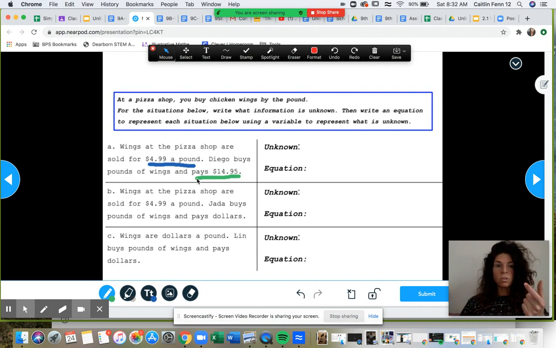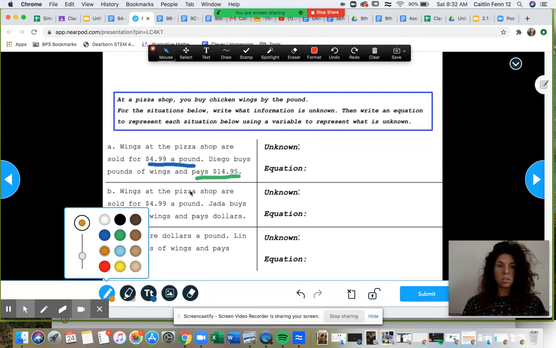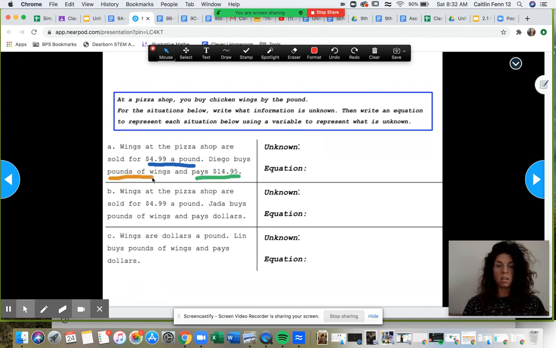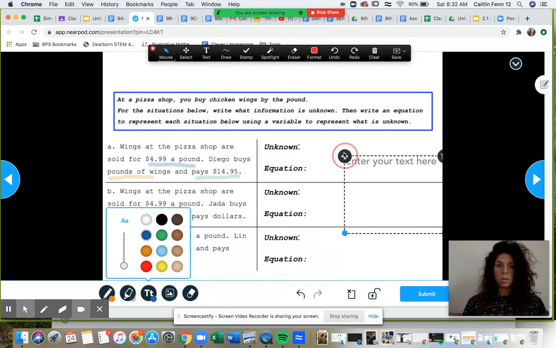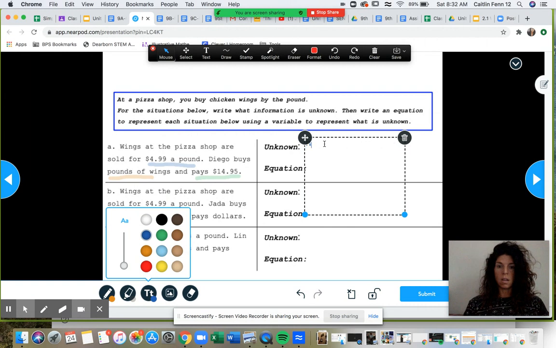But when we're buying something at the store, we need two different pieces of information. We need how much the thing costs and how many we're going to buy. Okay? So the thing we don't know is how many pounds of wings Diego buys. It just says he buys a certain pound of wings. So that's the thing we don't know. Our unknown is how many pounds. So we'll put our text box over here. How many pounds he buys.